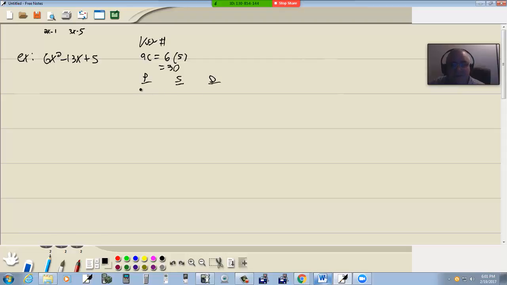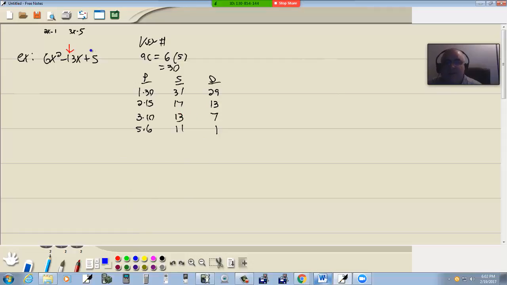Now write down all products that give us 30. We got 1 times 30, 2 times 15, 3 times 10, 5 times 6. Add them. 1 plus 30 is 31, 2 plus 15 is 17, 3 plus 10 is 13, 5 plus 6 is 11. Subtract them, smaller from larger. 30 minus 1 is 29, 15 minus 2 is 13, 10 minus 3 is 7, 6 minus 5 is 1. Just like the PSD, we're still looking for the number in the middle term, 13, but we got 2 13s.